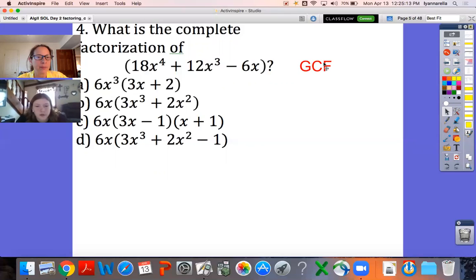18, or no, 3x, 3 to the 3rd power. 2x to the 2nd power, and then 1. Yep, the negative 1, correct. So it's got to be D. Well done. Okay, good job.